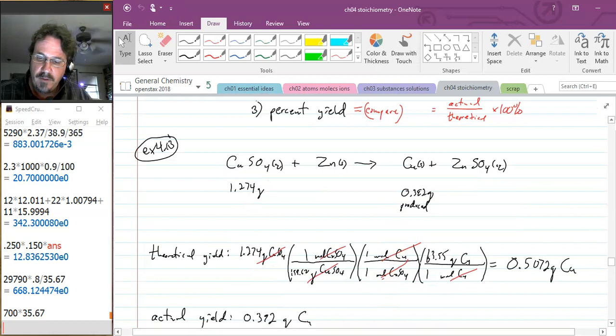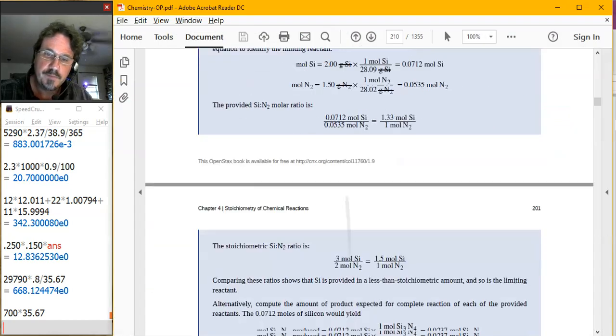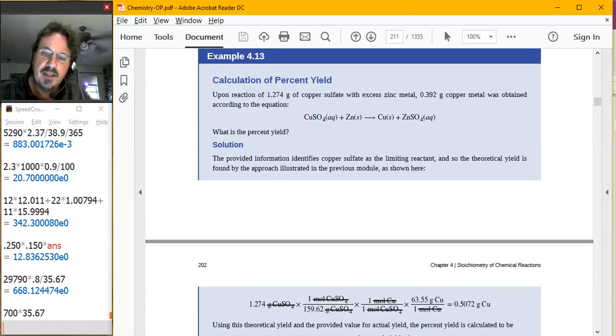So, example 4.13 from your textbook. It says, calculate the percent yield upon reaction of 1.274 grams of copper sulfate. So you better know how to write that, right? Copper sulfate. There it is. Copper 2 sulfate, more specifically. React with an excess amount of zinc metal. So we've got 1.274 grams of this, and we threw in a whole bucket full of zinc. I mean, we are not going to run out of the zinc, in other words. An excess amount. We know this is not my limiting reactant. We know that the copper sulfate is.